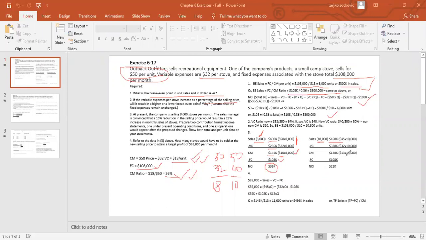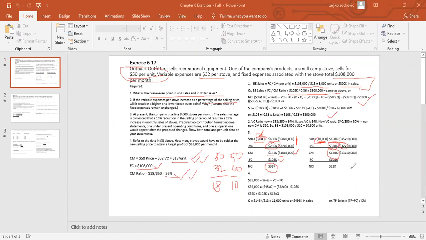the common mistake the students make is they just copy this number here, 256, as variable costs, because it doesn't say anything about change in variable costs. But units changed. It doesn't matter that $32 per unit is the same. Yes, it's the same, but the number of units is not 8,000, it's 10,000. So variable cost total will change too, to 320.